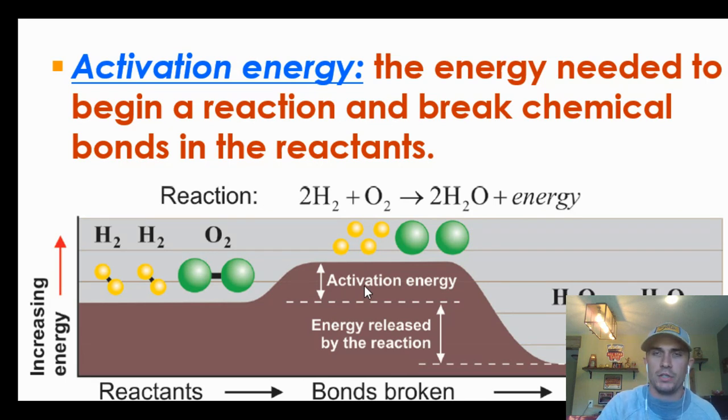So we have to find a way to break those chemical bonds, and we can do that by putting energy into the reaction. Maybe it's a little bit of electricity. Maybe it's sunlight in the case of photosynthesis. Or maybe it's that spark that you need to light that paper on fire.